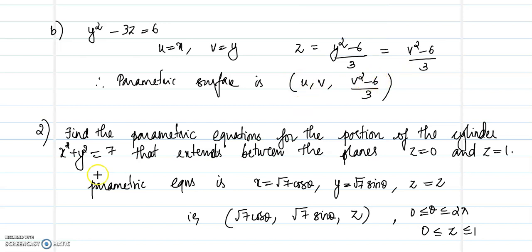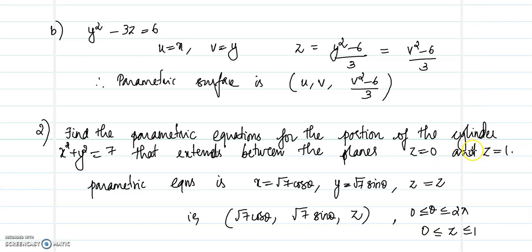Now let us look at another example. Find the parametric equation for the portion of the cylinder x square plus y square equal to 7 that extends between the planes z equal to 0 and z equal to 1.